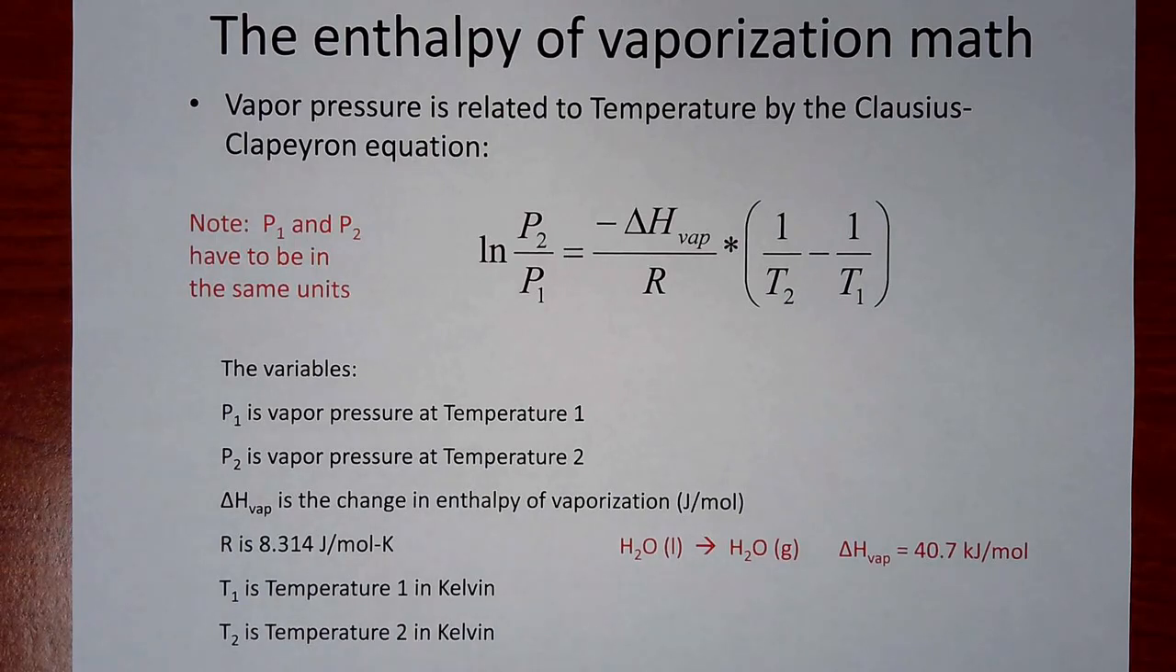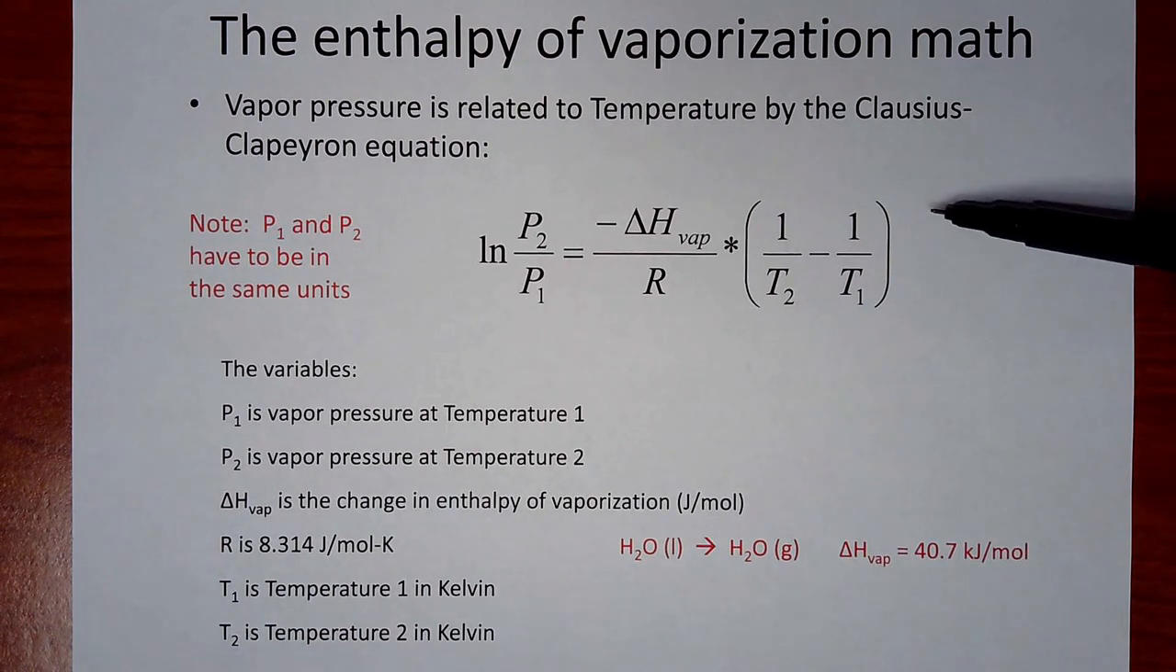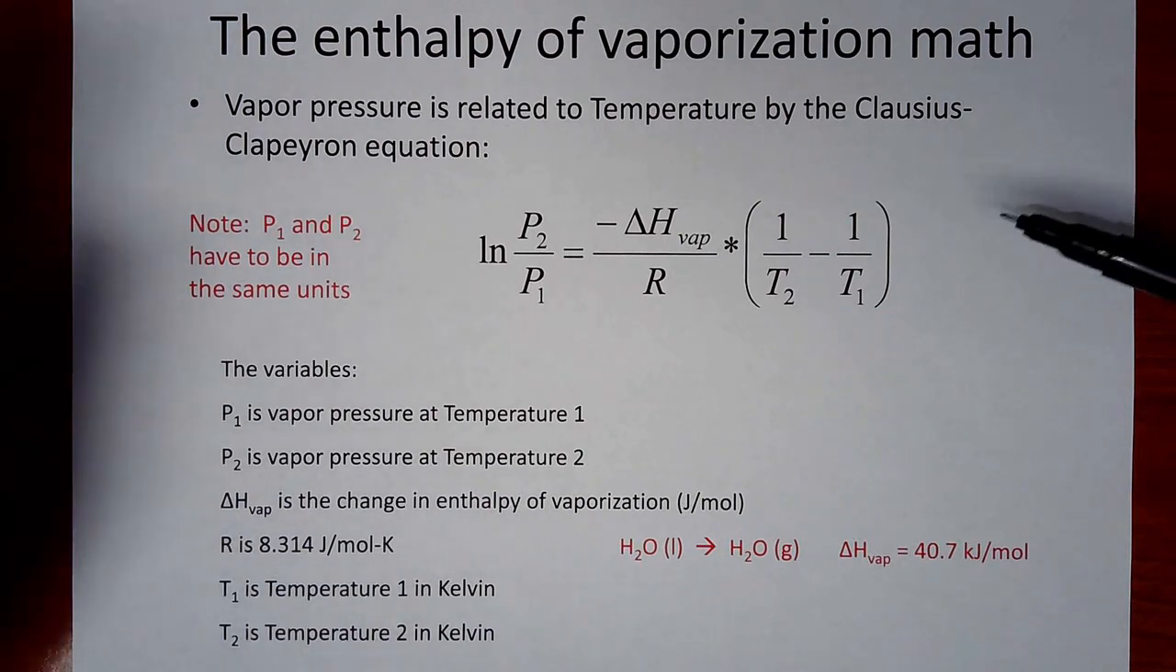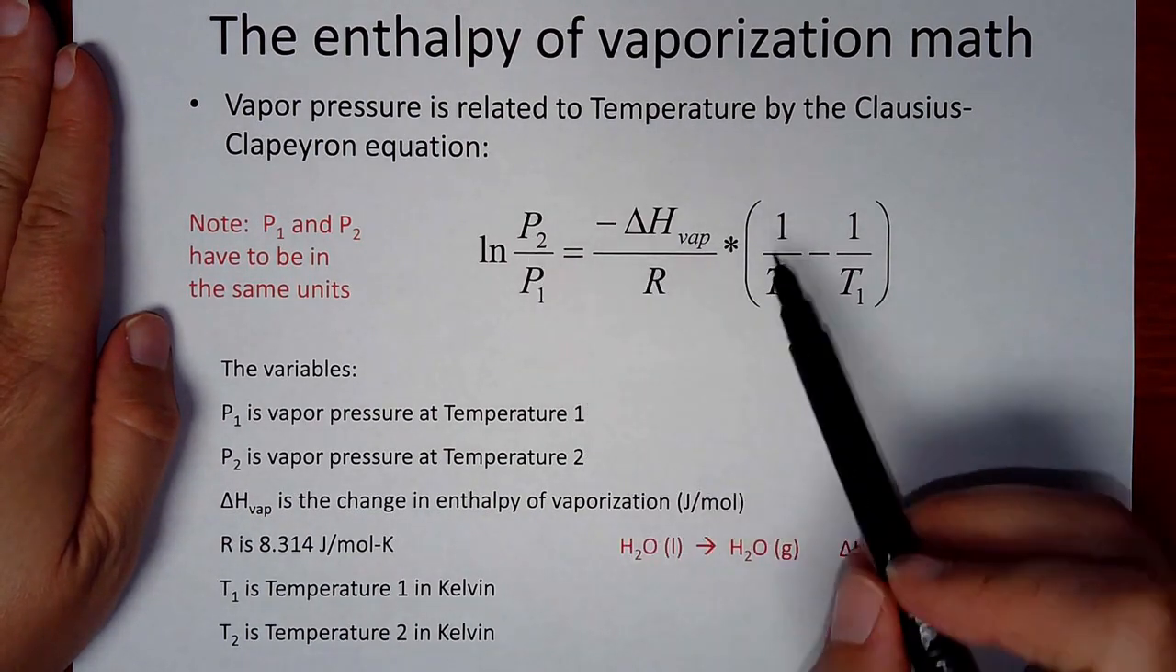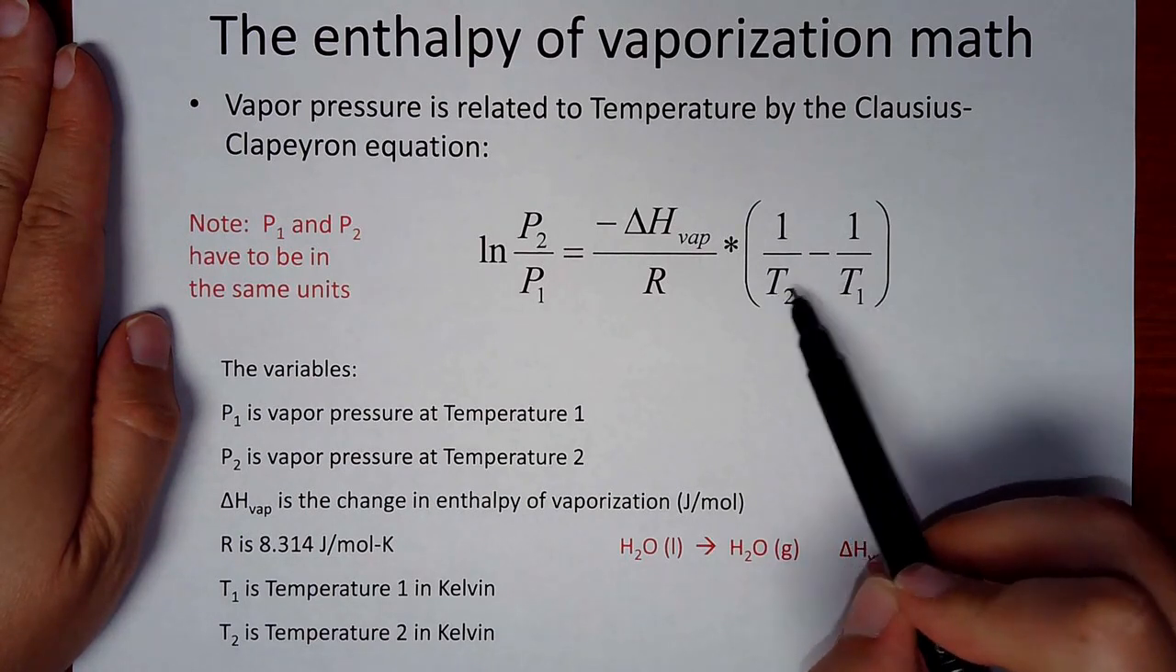Look at the math associated with both finding enthalpy of vaporization as well as looking at the heating and cooling curves. So the first thing we're going to look at is our vapor pressure equation. This is called the Clausius-Clapeyron equation, and this relates our vapor pressure, indicated by the capital P's, to our temperature, indicated by the capital T's.